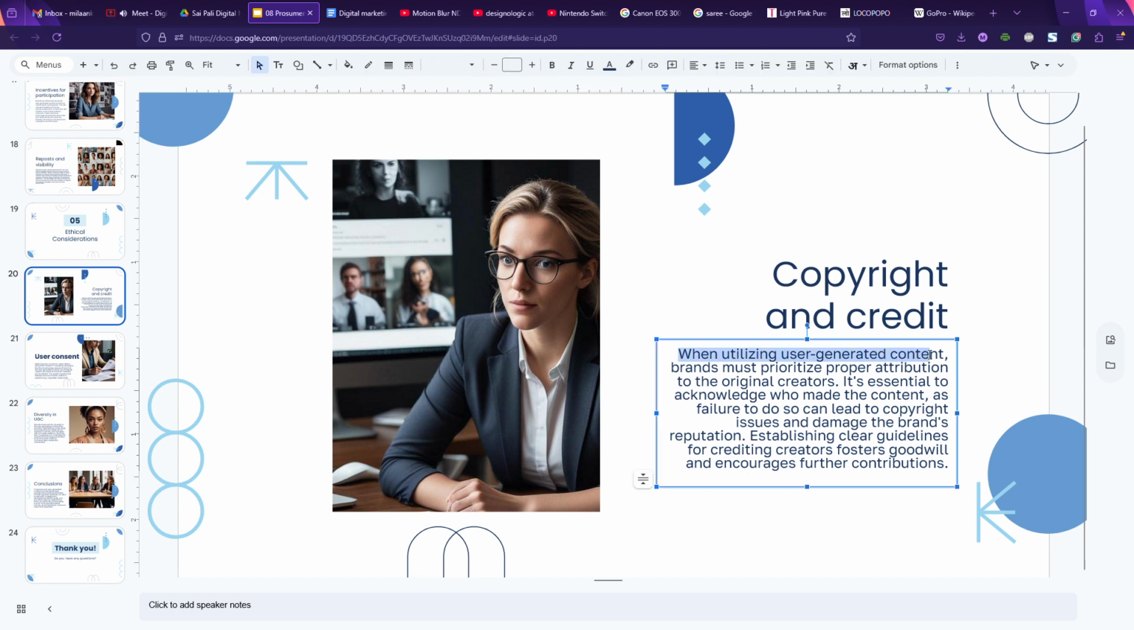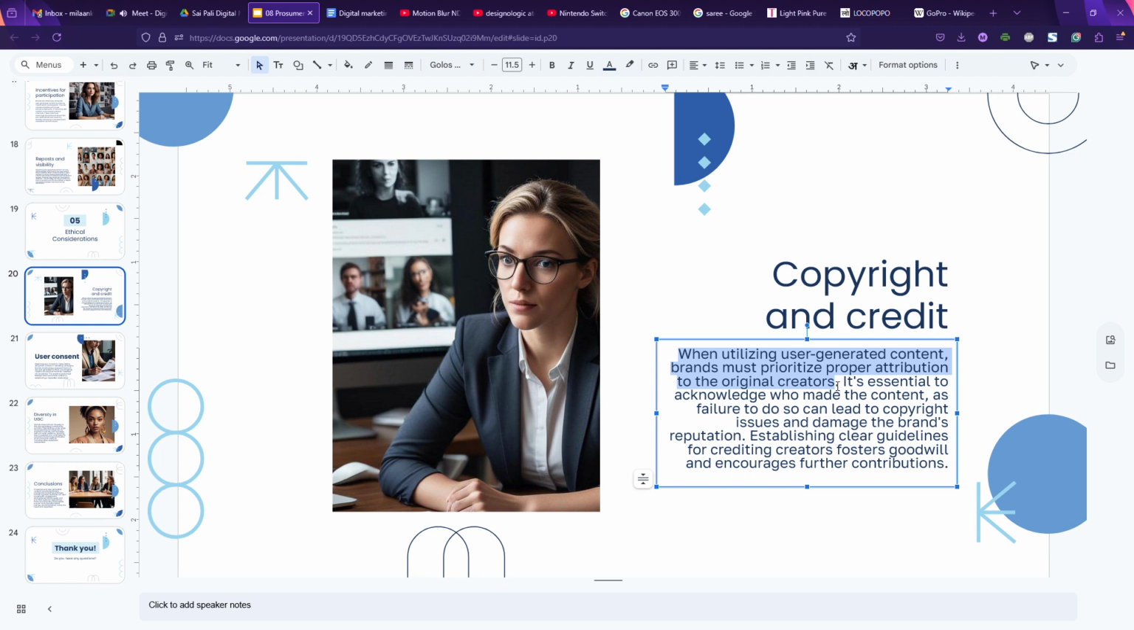When utilizing user-generated content, brands must prioritize proper attribution to the original creators. They have to mention, they have to let their users know that this content has been created by so and so person, or they repost the user's sharing directly on their channel or page. And they need attribution, as in where we say that image by FreePeak, or we give attribution like photo credits, photo taken by so and so person. So we are giving attribution, we are giving credit to that person, whoever has created the content.